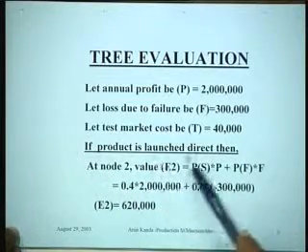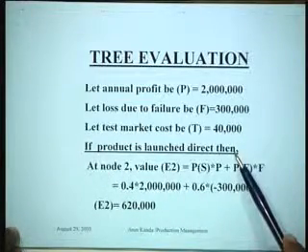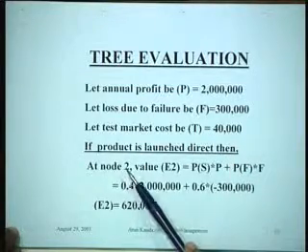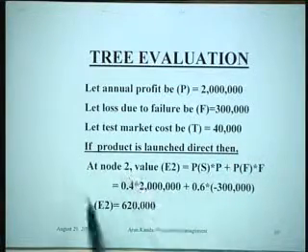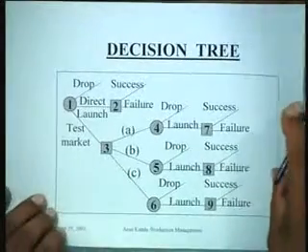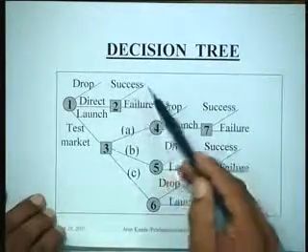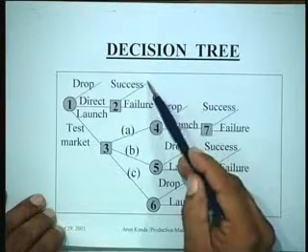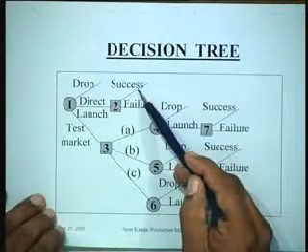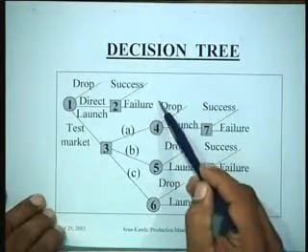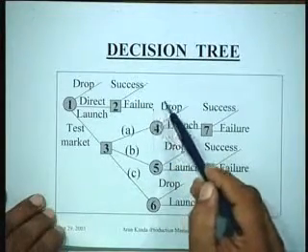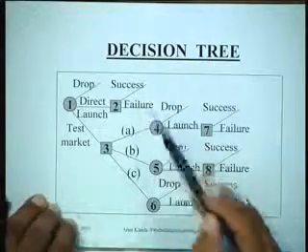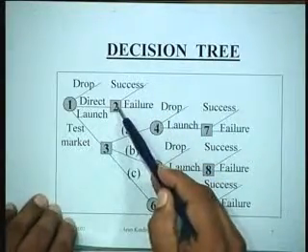So if the product is launched straight away, what happens? Then you can calculate the value of node 2. What is node 2? Look at this example here. What we are interested in is the profit of 2 million multiplied with the probability of 0.4, plus the loss, so it will be minus 300,000 multiplied with the probability of failure, right? That will be the expected value for node 2.